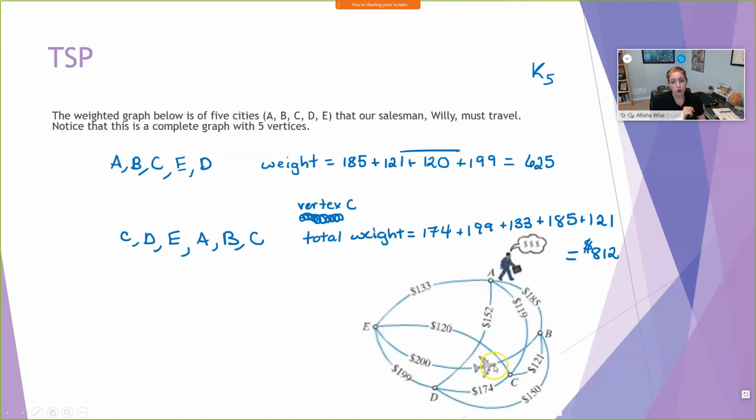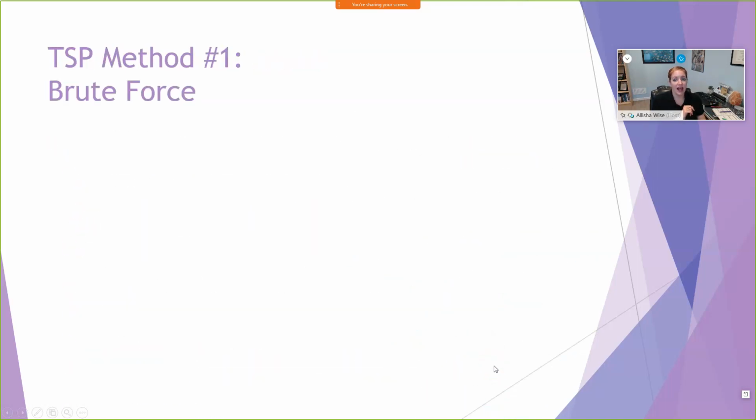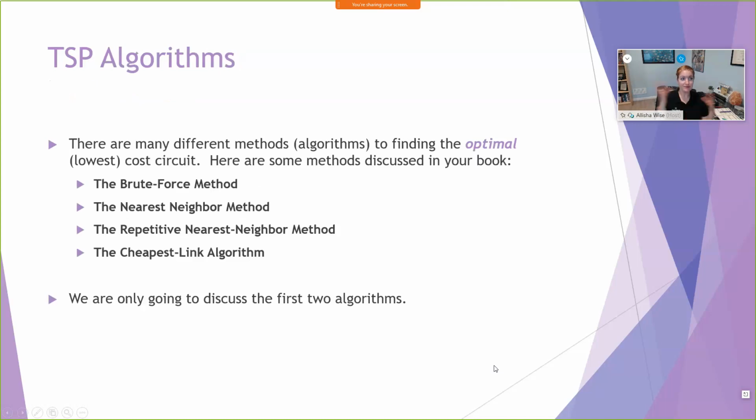I don't know about you, but I don't want to have to go ahead and find 8 billion Hamilton circuits, calculate them all, and then find the lowest cost. Now, if you have a computer, the computer can do it for you, right? However, that's still going to take a lot of time. What if you have 200 vertices or 200 cities that you have to visit? Are you going to find 199 factorial? That is a huge number. You're not going to do it, right? And even with a computer, it can take forever.